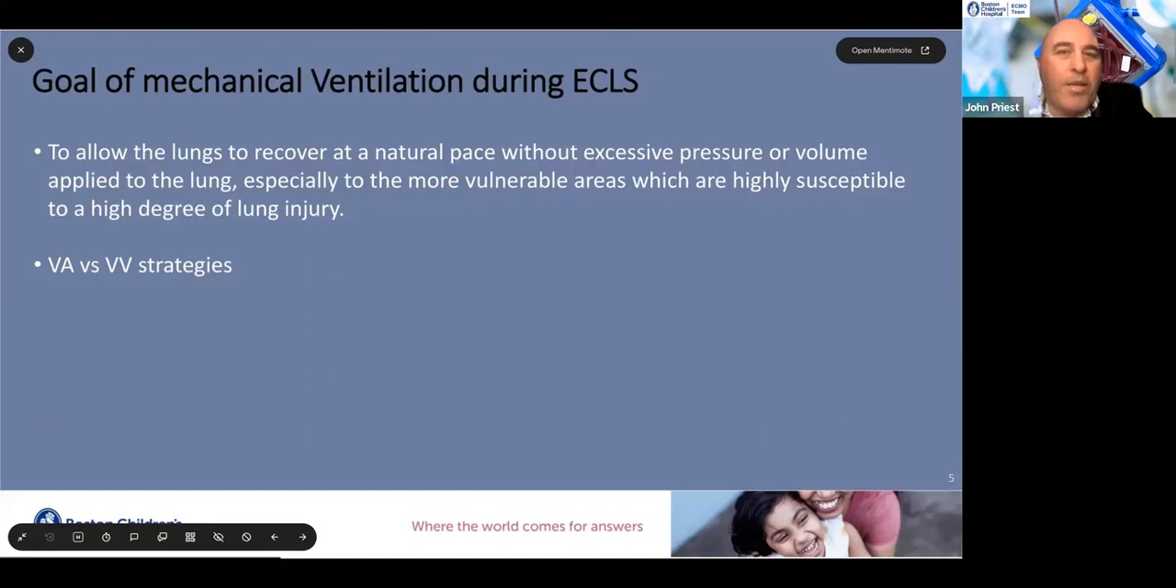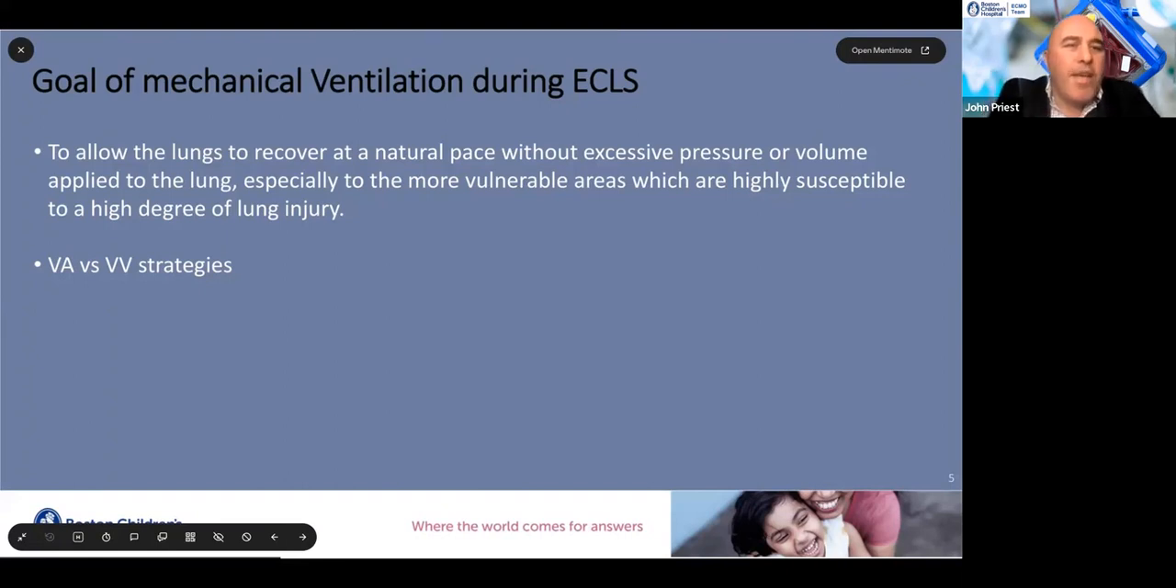And what I mean by the more vulnerable areas is there's always going to be a portion of the lung that's exchanging gas. You want to make sure you protect that, because again, like I said, you're going to need that on the back end of ECMO when you're weaning. You don't want to cause any more additional lung injury.